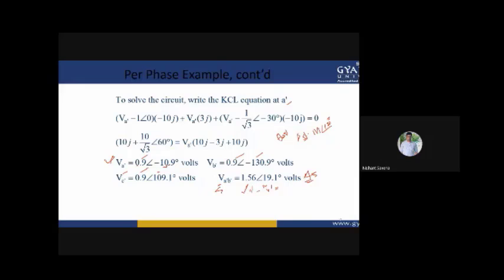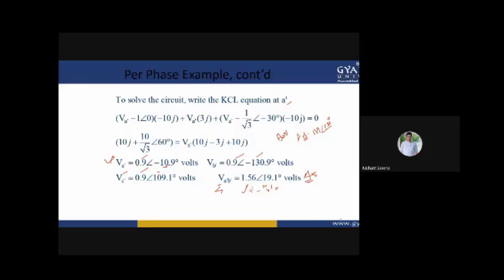I hope this is clear to you. So it is quite easy. So what's the beauty of the system? If we are using the phasor values rather than the instantaneous values or the RMS values, it makes it easy to do the analysis of the system.